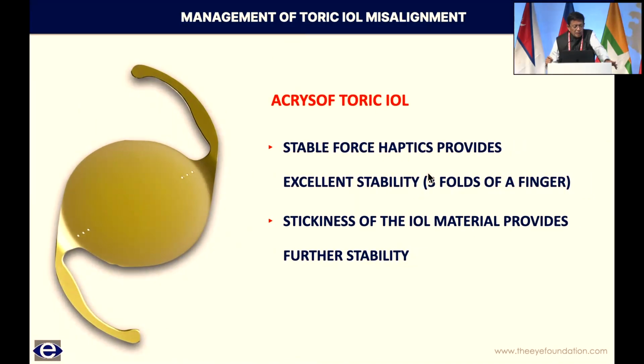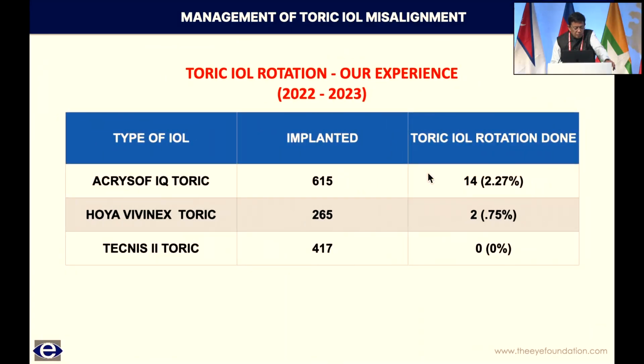Then, regarding the design of the haptics itself, you have the AcrySof toric. Actually, the reason J&J went ahead and roughened up its haptics was that it was established that their toric lenses had almost 3 times the propensity to rotate compared to the AcrySof. And in the AcrySof, though the haptics are not roughened up, the design of the haptic, the stable force haptics, functions something like a finger. So depending upon the size of the capsular bag, there is a propensity for it to unfold and be adherent to the capsular fornices. And the stickiness of the IOL material also provides further stability.